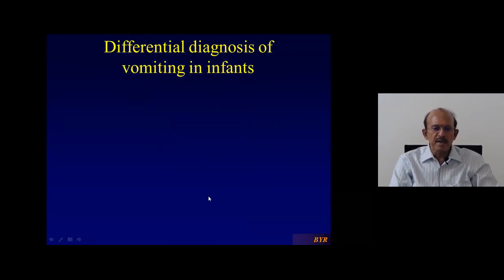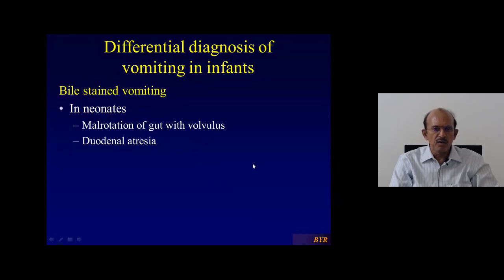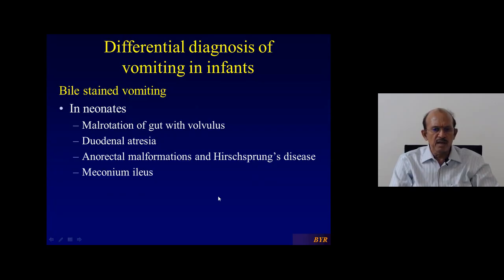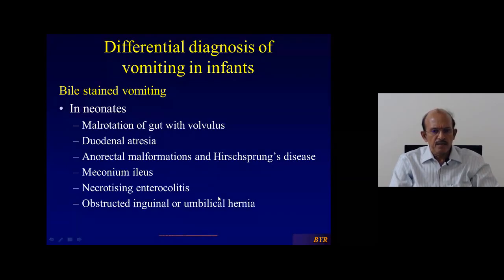Differential diagnosis of vomiting in infants and children. Bile-stained vomiting. Neonates: malrotation of the gut with volvulus, duodenal atresia, anorectal malformation, Hirschsprung's disease, meconium ileus, and necrotizing enterocolitis, obstructed inguinal or umbilical hernia.